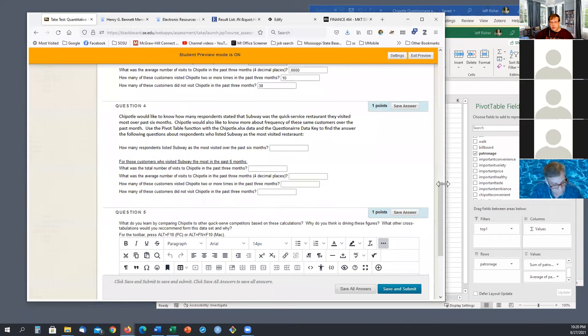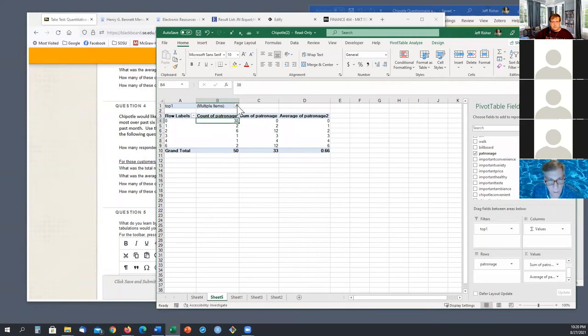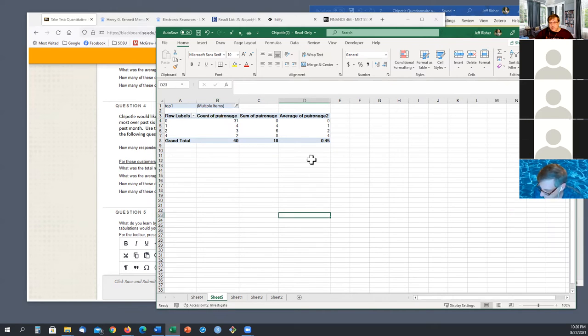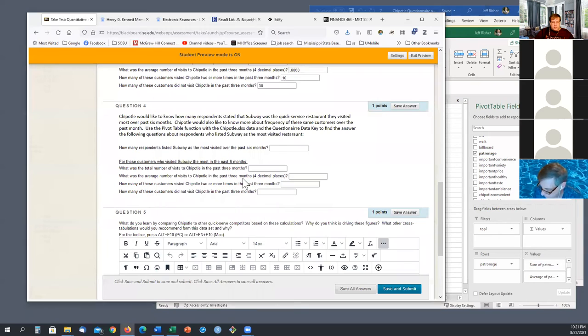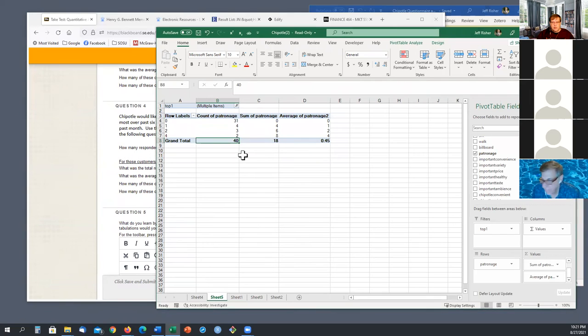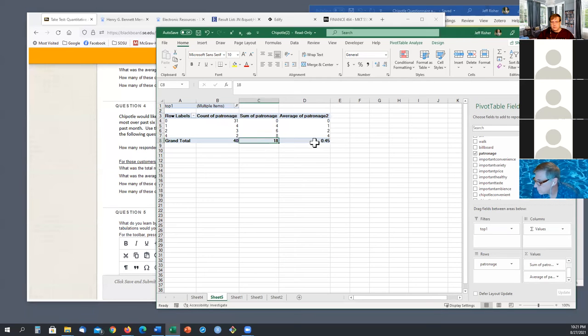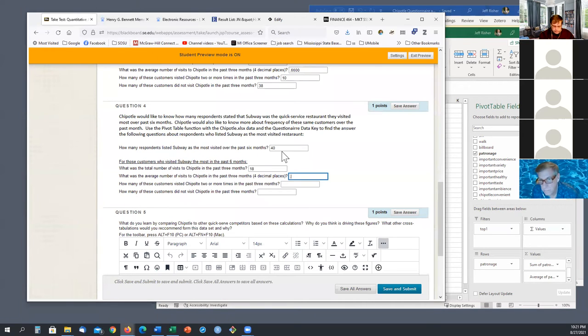Now we're doing the same thing for Subway. You can unclick and then a couple of different spellings for Subway there, which for text message, that's something. So 40 total people eat Subway most often. Out of those 40, they ate a total of 18 times in our place, that's 0.45 trips per Subway customer.